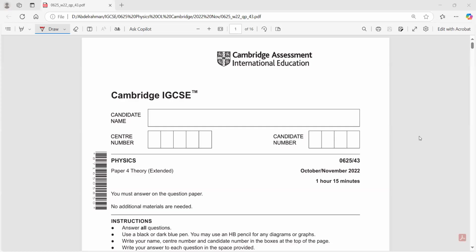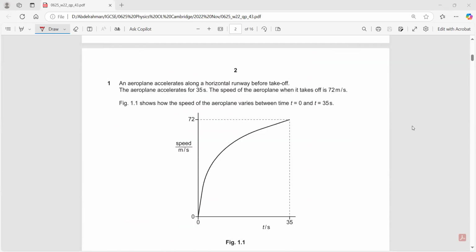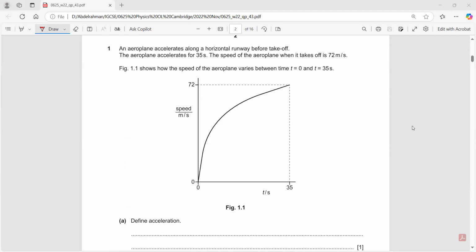Okay, October, November 2022, paper 4, variant 3. Question 1. An airplane accelerates along a horizontal runway before takeoff. The airplane accelerates for 35 seconds. The speed of the airplane when it takes off is 72 meters per second. Figure 1.1 shows how the speed of the airplane varies between times 0 and 35.